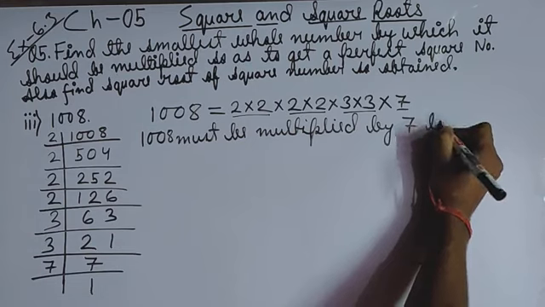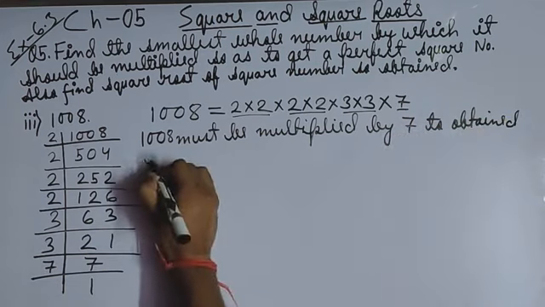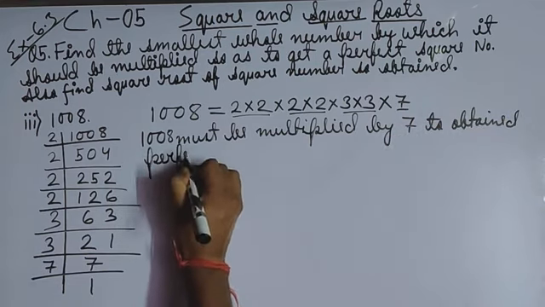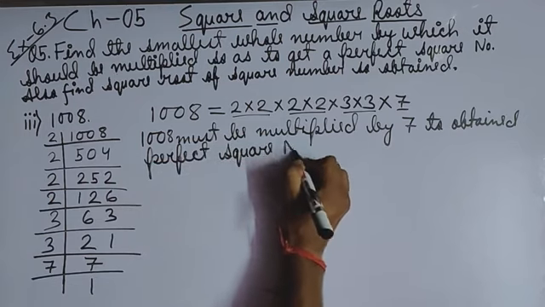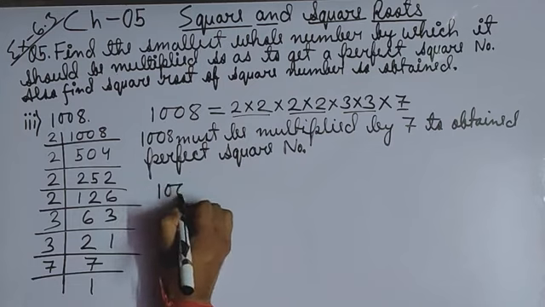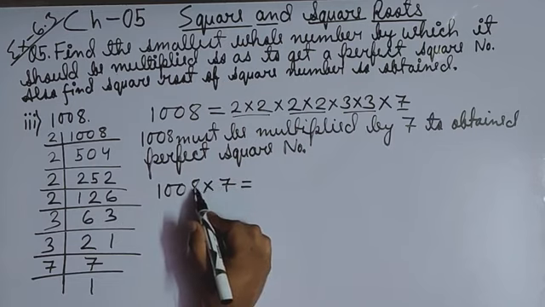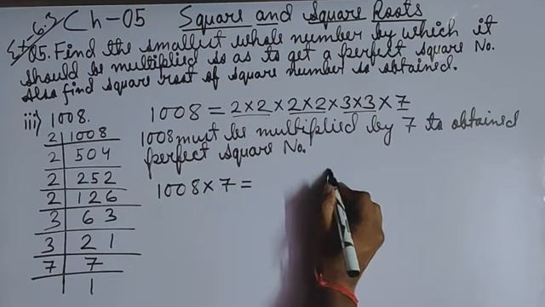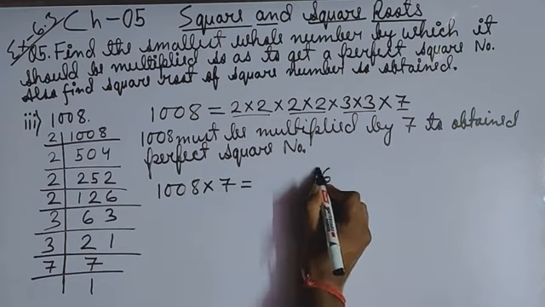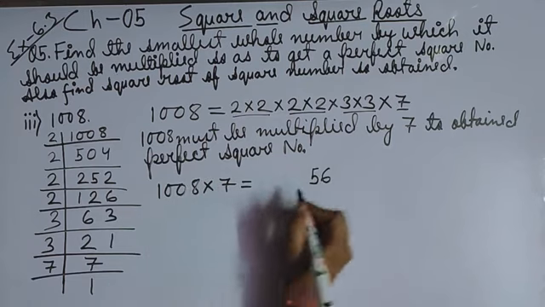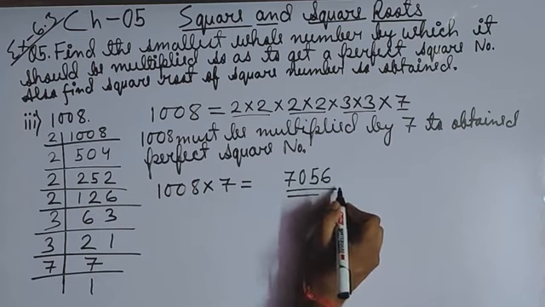So to obtain a perfect square number. When I am multiplying 1008 by 7, what are we getting? What will the perfect square number be? 7 times 8 is how much? 56. Write 6, carry 5. 7 times 0 is 0, plus 5 gives 5. Then 7 times 0 is again 0. 7 ones are 7. So we are getting a perfect square number as 7056.